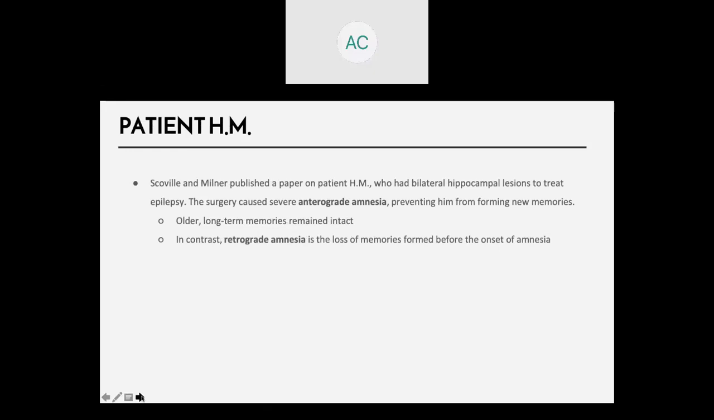So one of the famous patients that you've probably talked about in your courses before is patient HM. Scoville and Milner published a famous paper on patient HM, who suffered from epilepsy, and they decided to do bilateral hippocampal lesions to treat his epilepsy. As far as I'm aware, it did make the seizures go away, or at least lessen the severity of them, but the surgery caused severe anterograde amnesia, which meant that he can't form any new memories.